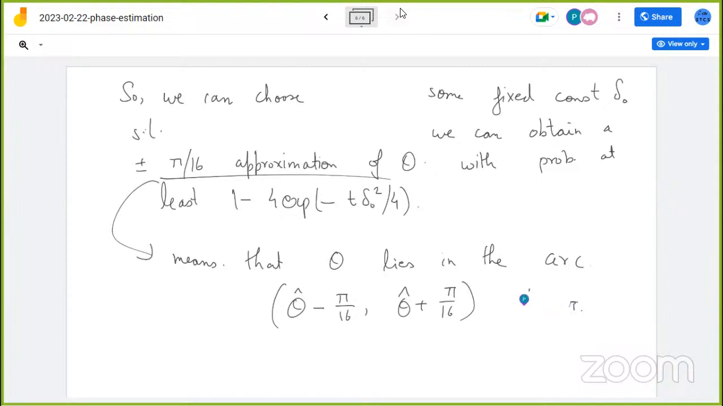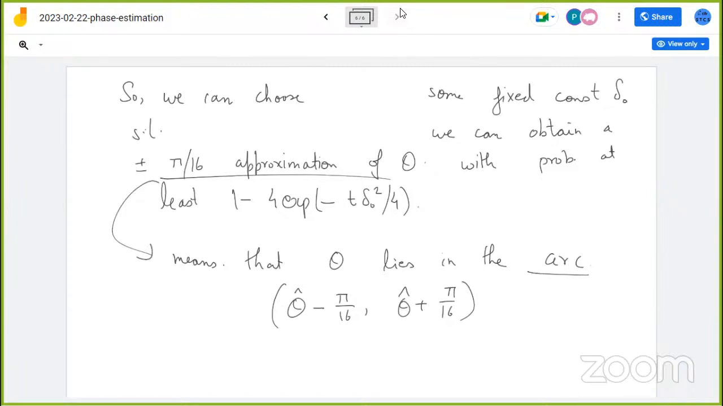So all distances are mod 2pi. For example, 0 and 2pi are supposed to be very close. Okay. So now let's start worrying about the parameters. Is everything clear so far?